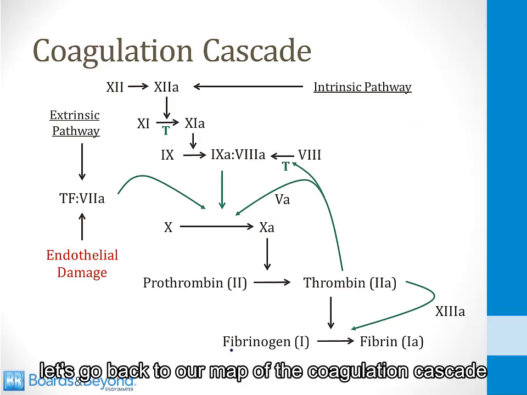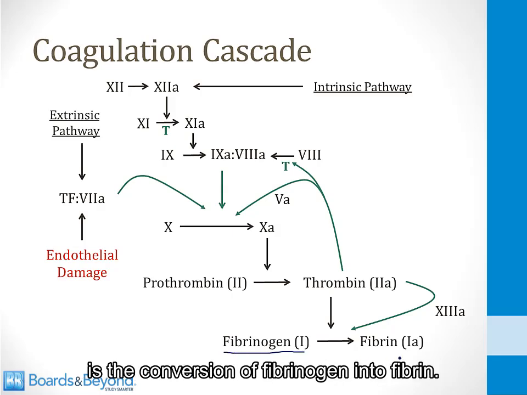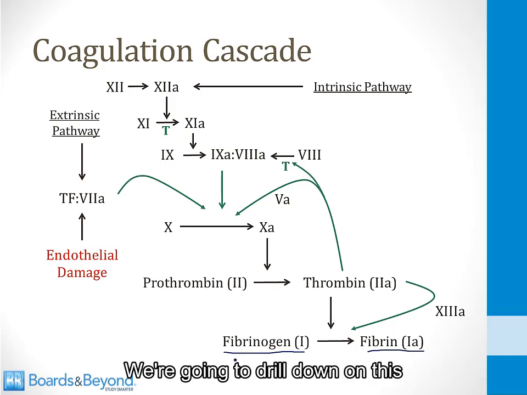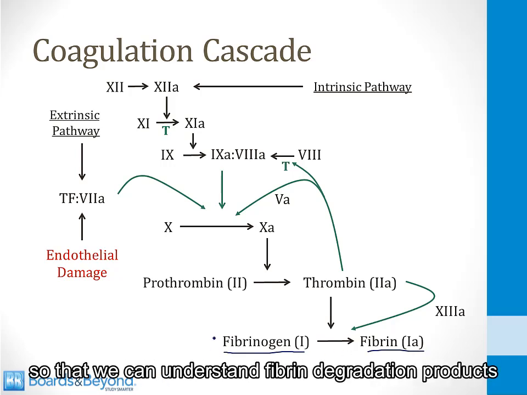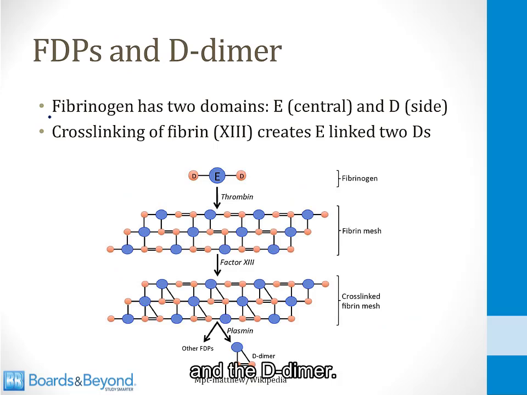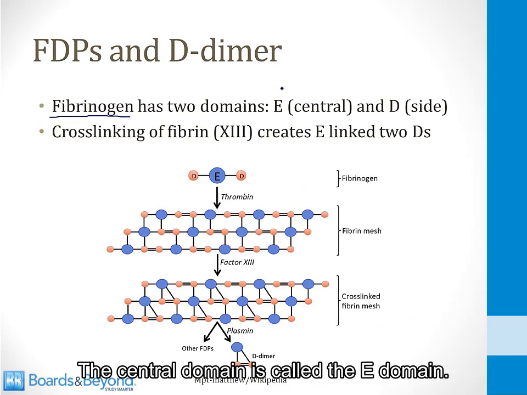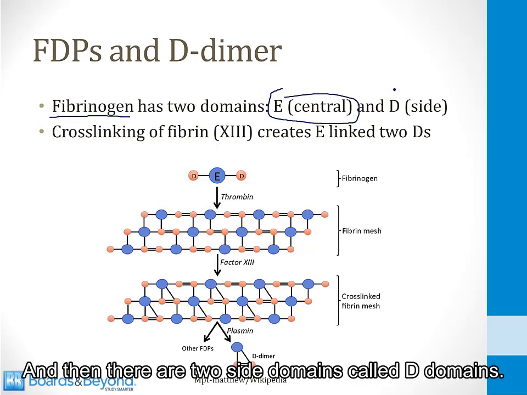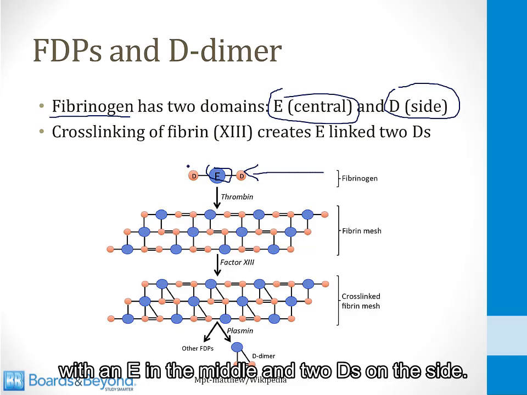To understand this, let's go back to our map of the coagulation cascade and recall that the final step in the cascade is the conversion of fibrinogen into fibrin. We're going to drill down on this and understand this step in more detail so that we can understand fibrin degradation products and the D-dimer. Fibrinogen is a large glycoprotein that has two domains. The central domain is called the E domain, and then there are two side domains called D domains. If you look at this picture on the screen, this is a representation of what fibrinogen might look like, with an E in the middle and two Ds on the side.